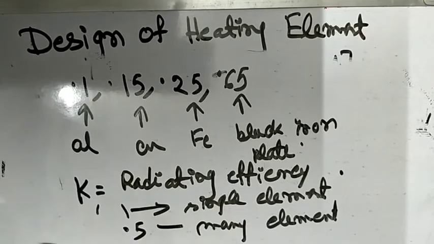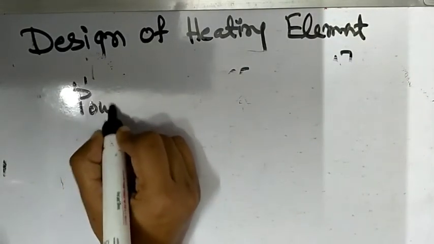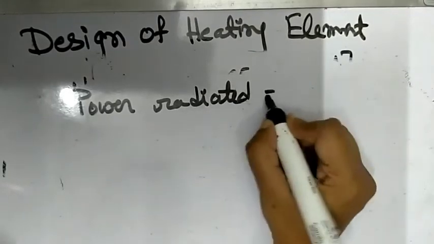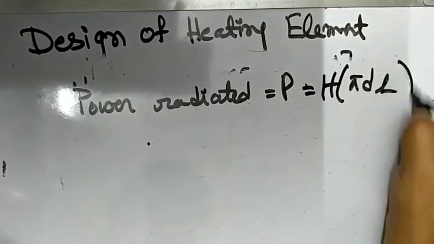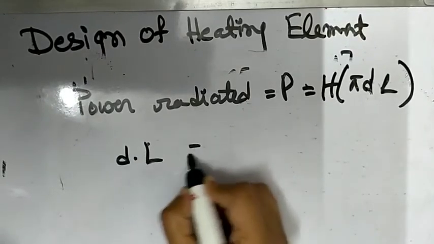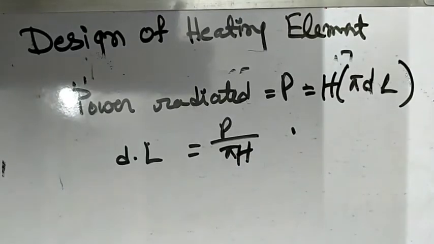So power radiated is P equals H pi dl. Thus dl equals P by pi H, and substituting the value of H, we get the value of D and L. So now we solve a problem.